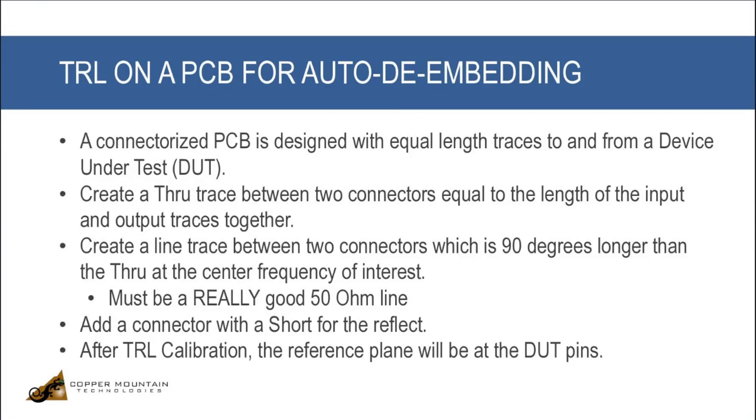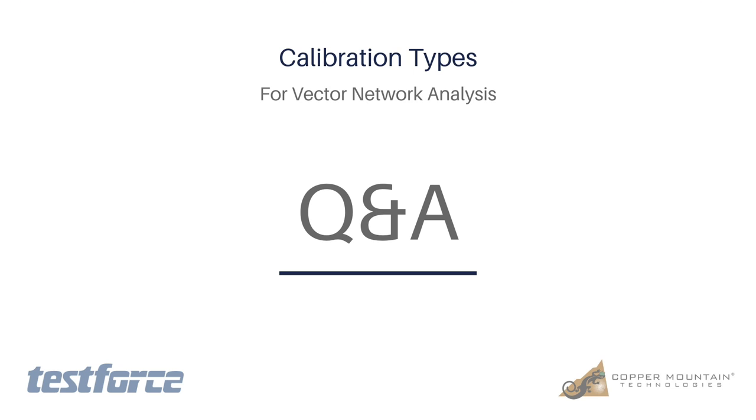It's a beautiful thing. It takes out your connectors, takes out the traces, and it moves the reference plane right to your dot. The only caveat is that the line that you create on the board has to be a very beautiful 50 ohm line. So you'll need to characterize it, measure it, make sure it is 50 ohms. Mathematically, there are ways of fixing it if it's not precisely 50 ohms, but I don't want to get too much into that math at this time. Questions? Okay, we do have some questions.